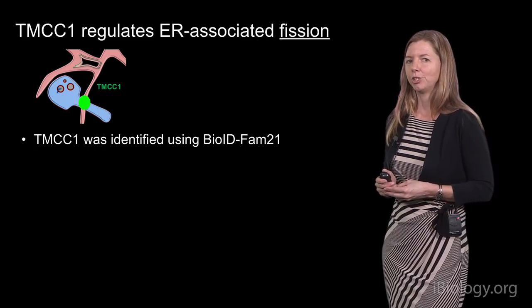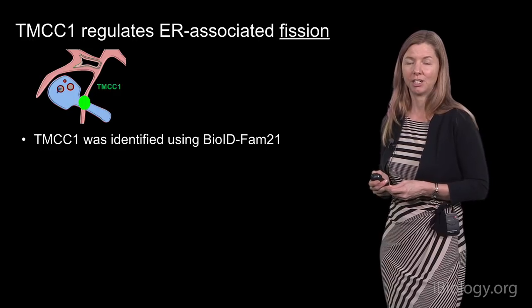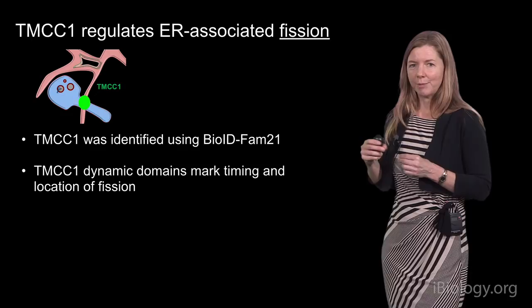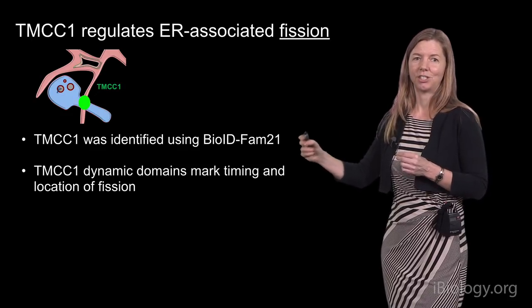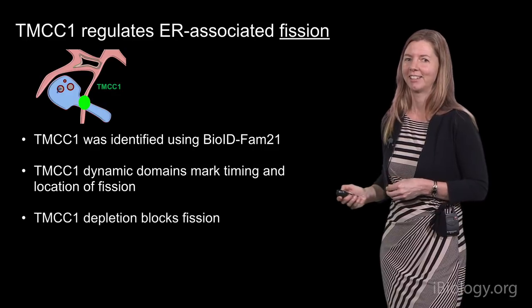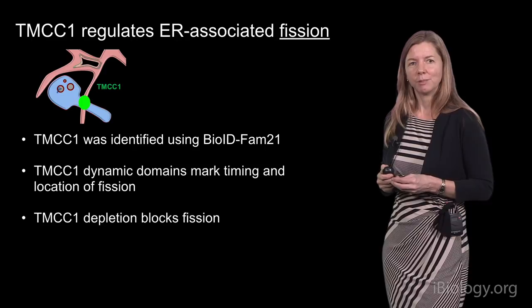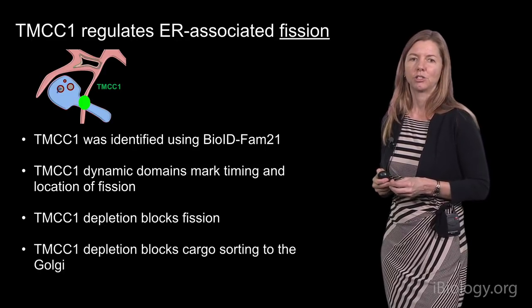So far what I've told you is that we've used a BioID strategy to identify a machinery at a contact site. We find that it localizes in dynamic domains that accumulate only at the timing and position of endosome fission. I showed you that when we deplete it, we dramatically block fission, and that we also inhibit cargo sorting to the Golgi.